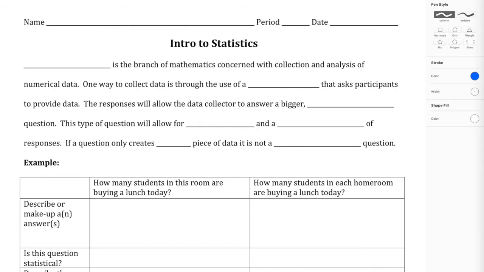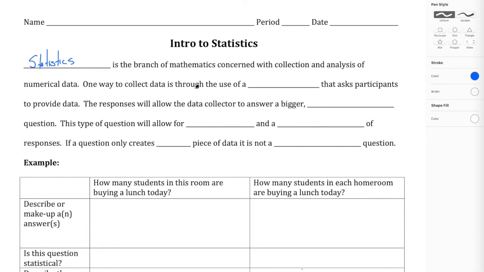Introducing you to statistics. So let's follow along here. Blank is the branch of mathematics concerned with the collection and analysis of numerical data. Well, you guessed it. That is statistics.